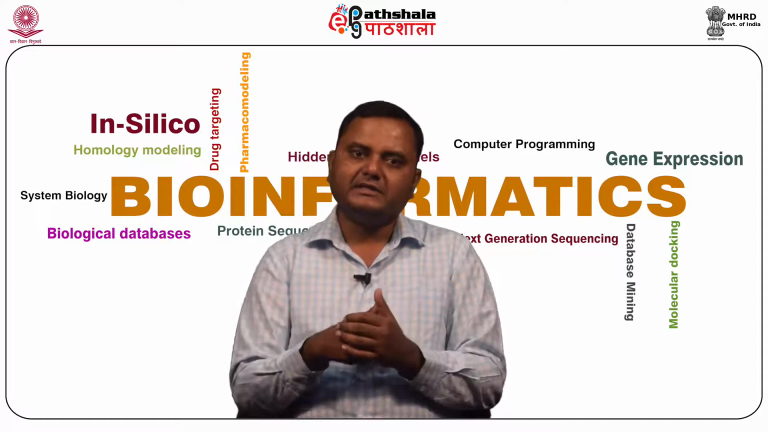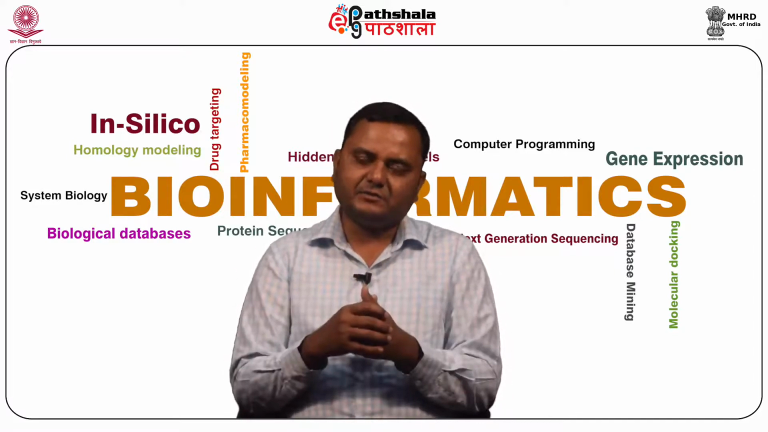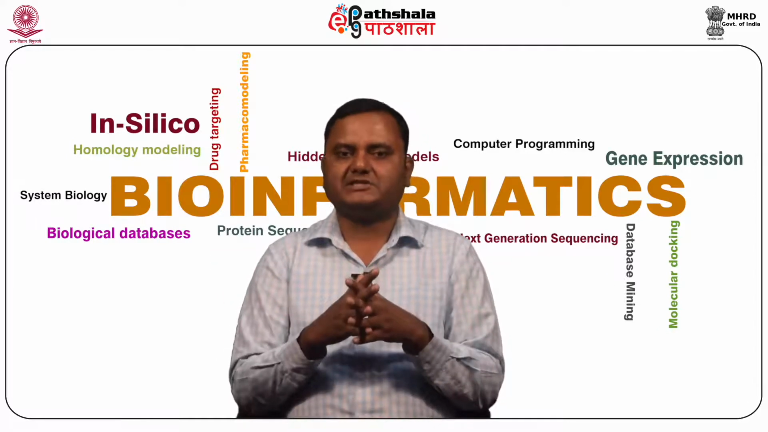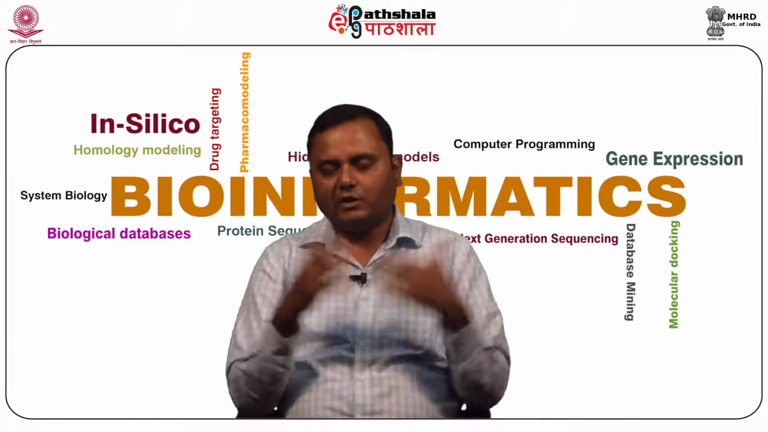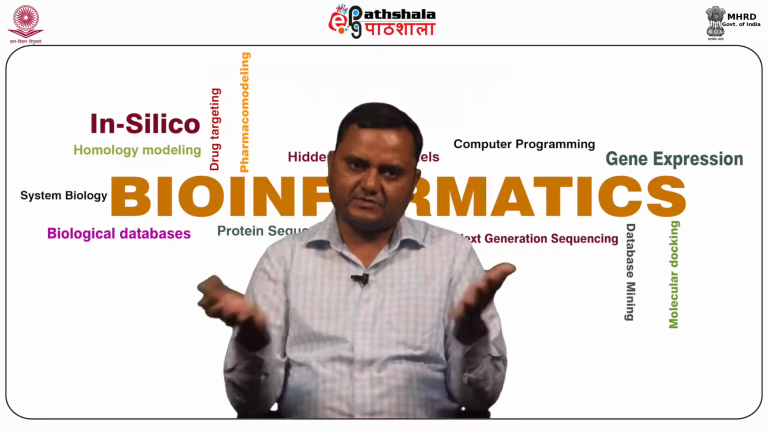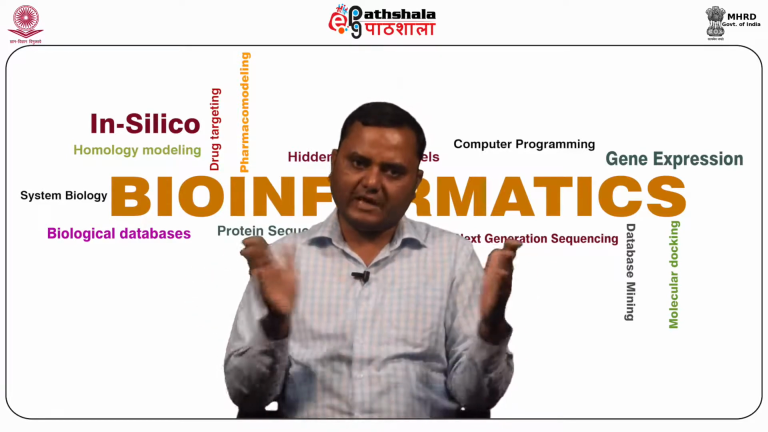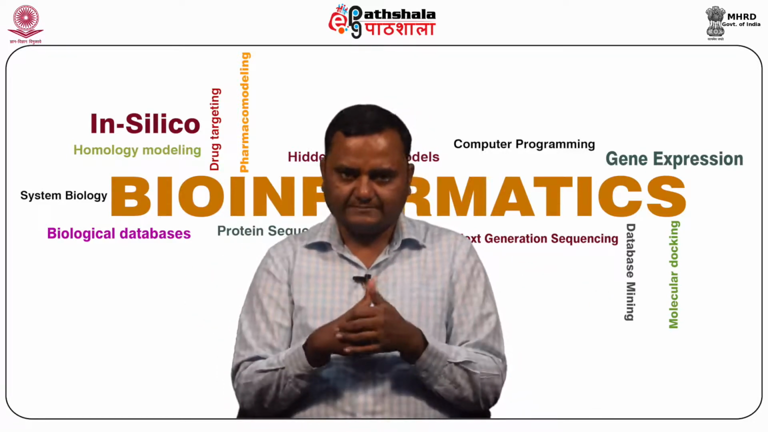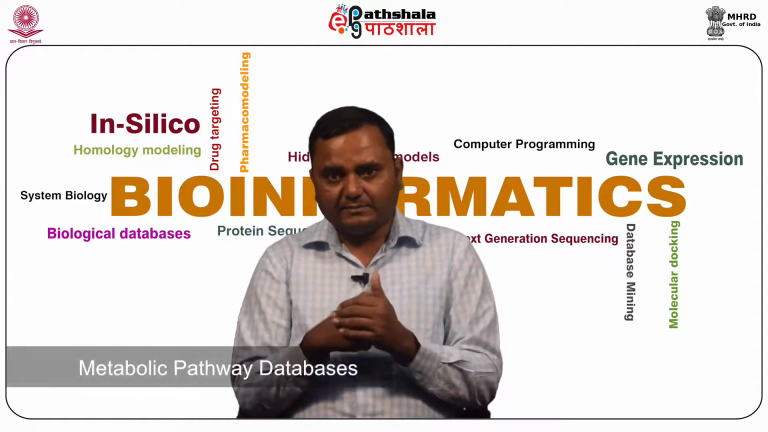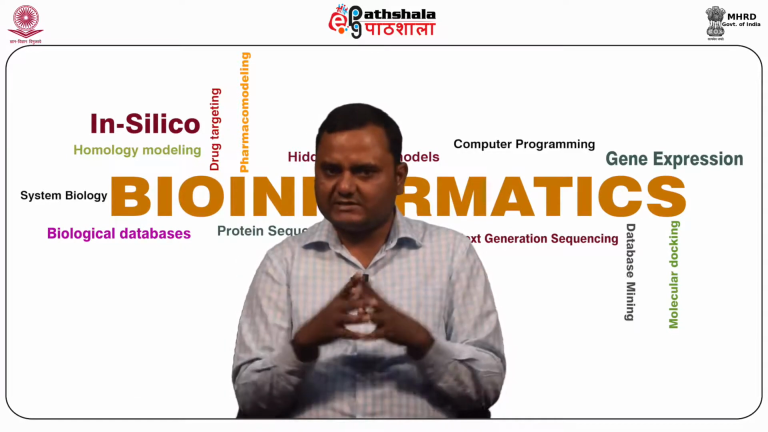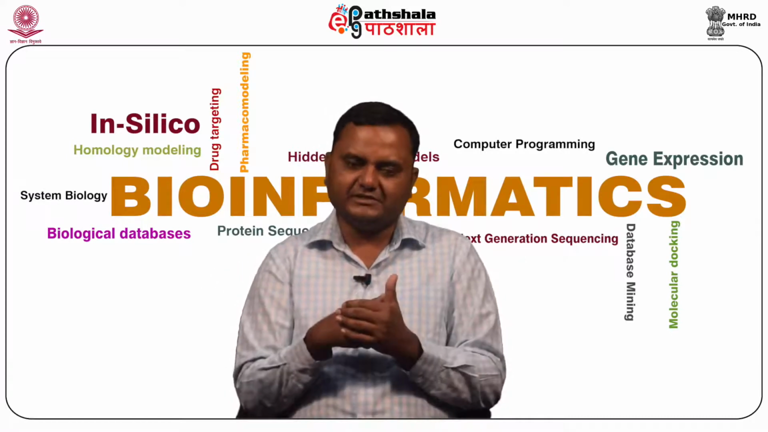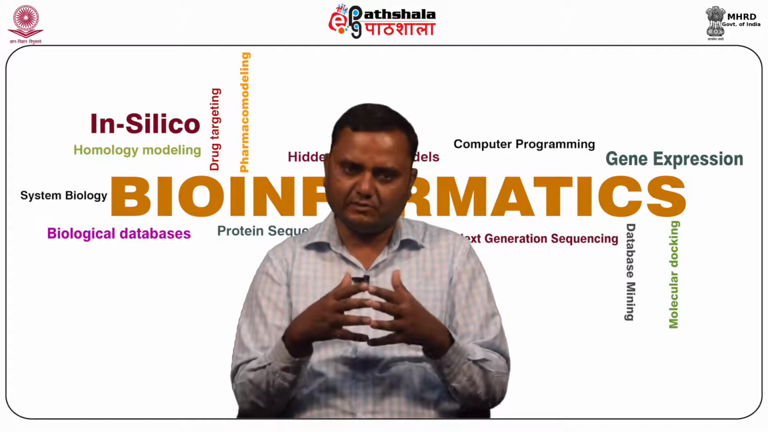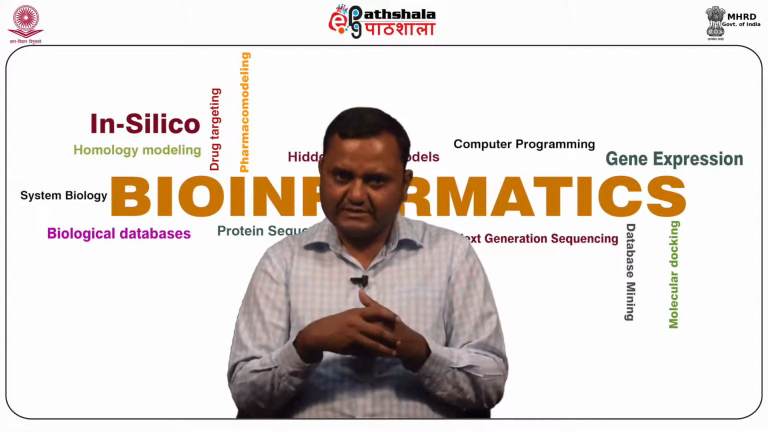Then the structural database has information about the protein's three-dimensional structure. That's the Protein Data Bank, which stores information about all the proteins whose structure is determined, in terms of atomic coordinates as well as the annotated version of the structure. Then the metabolic pathways database has information about certain pathways, and for that there is KEGG, Kyoto Encyclopedia of Genes and Genomes, which has the information about metabolic pathways.